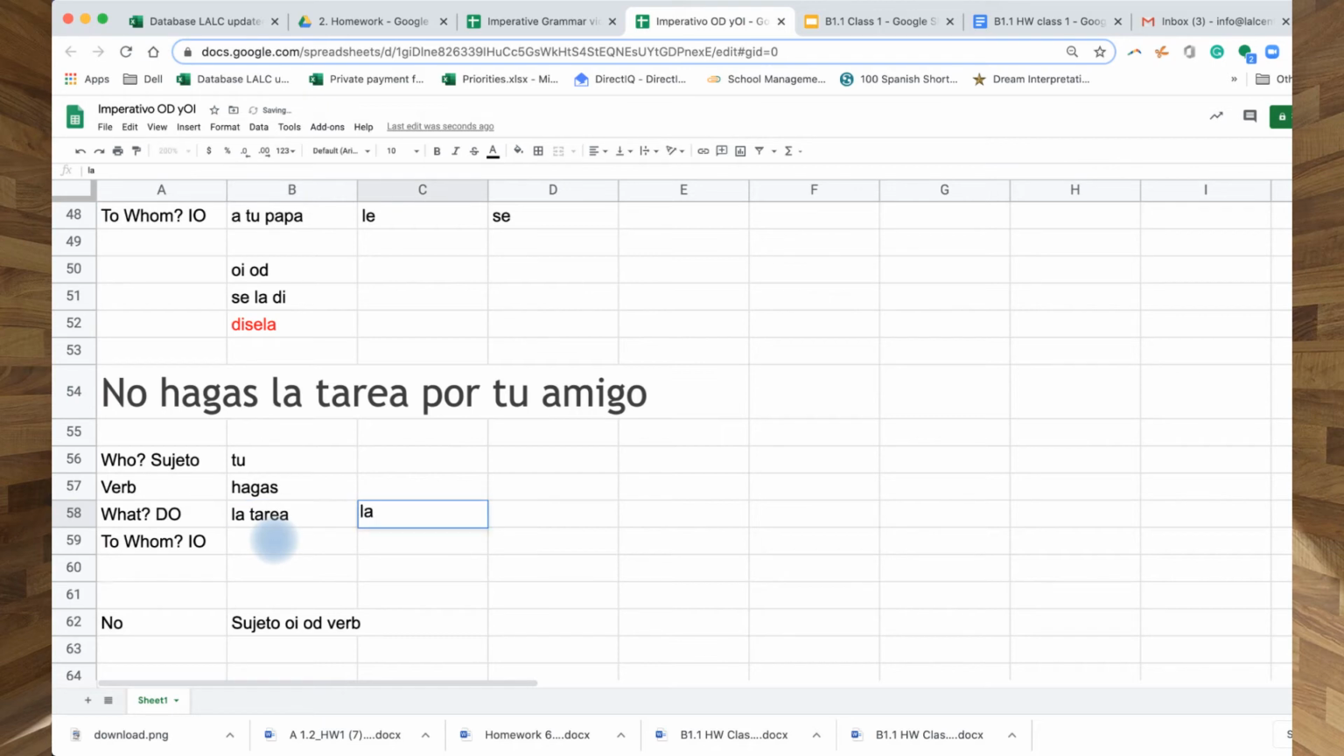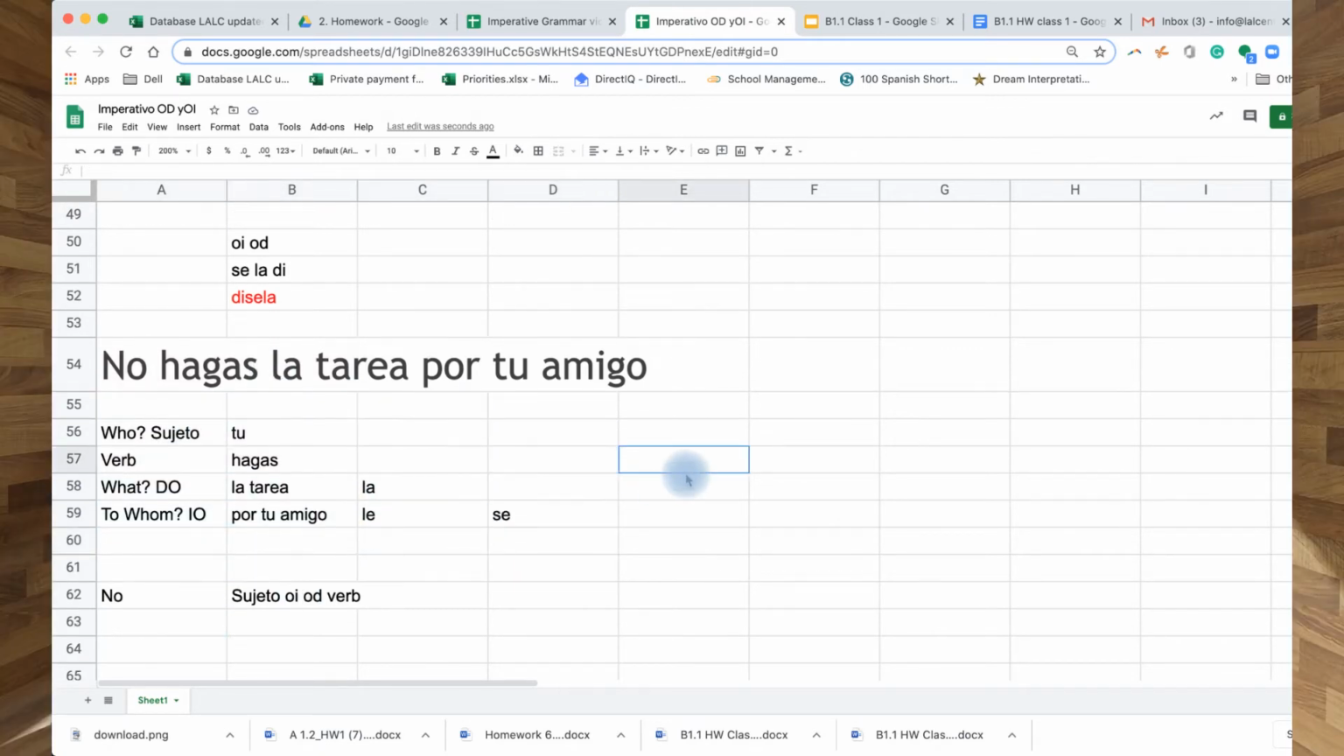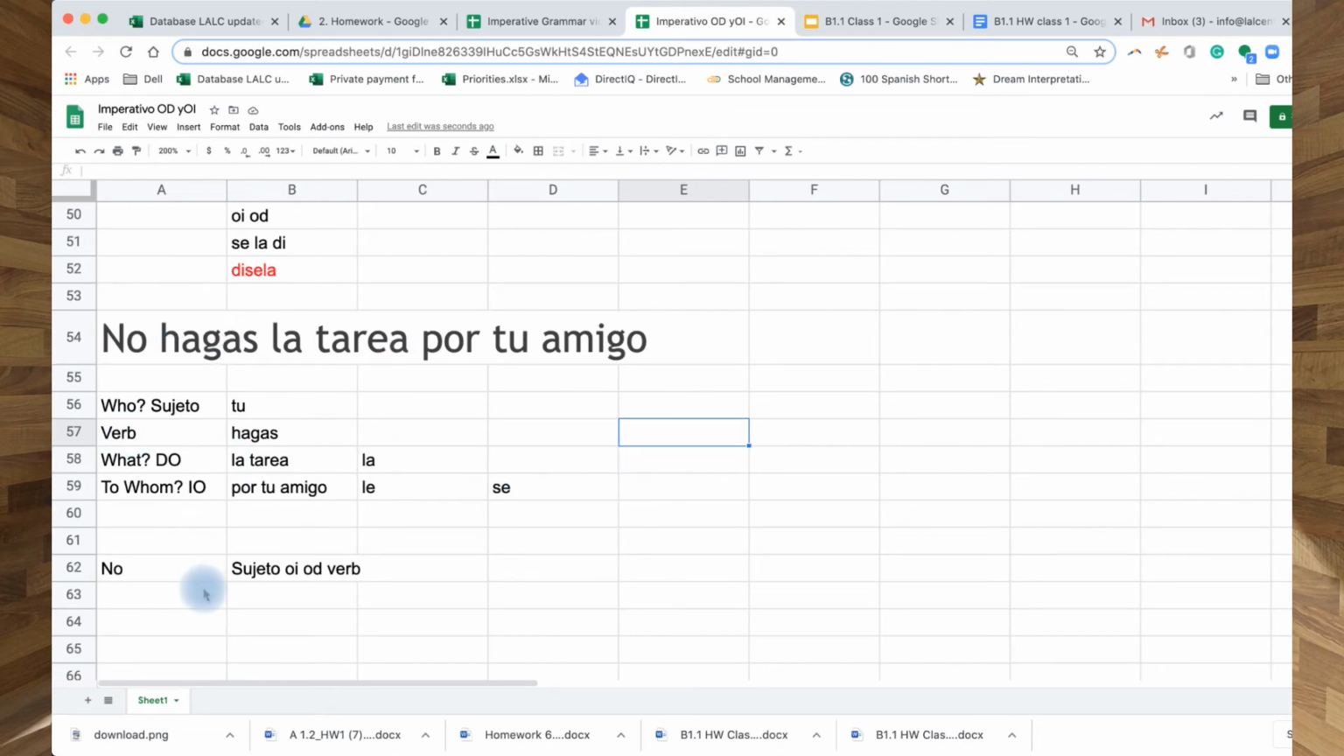Por tu amigo, for his friend. So, be le, so se. Porque le, la cannot go together, so you have to put se. As I repeat, I'm doing this fast because I'm counting on you to check the other class where I explain this better. So you put no se la hagas. You see, in this case, follow the same order.